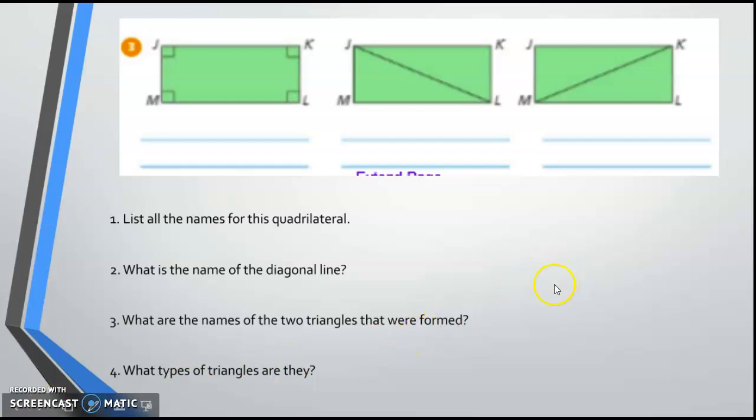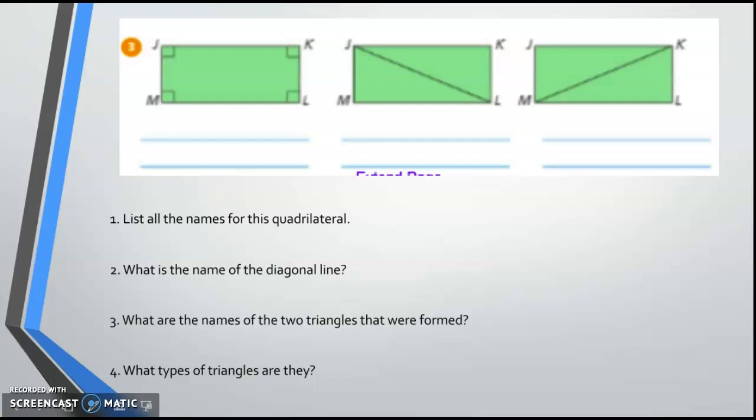Let's take a look at it. What are the names? What is that? Hopefully you said that's a rectangle. Sure is. Is it a square? Nope, can't be. It's not four equal sides. Is it a rhombus? Well, a rhombus has two pairs of parallel sides, but they have to be equal, so it's not a rhombus.